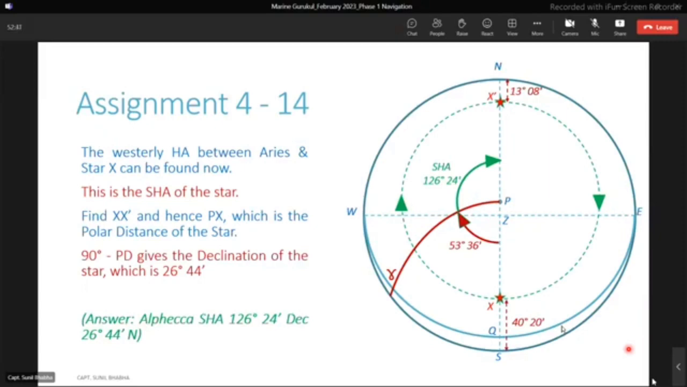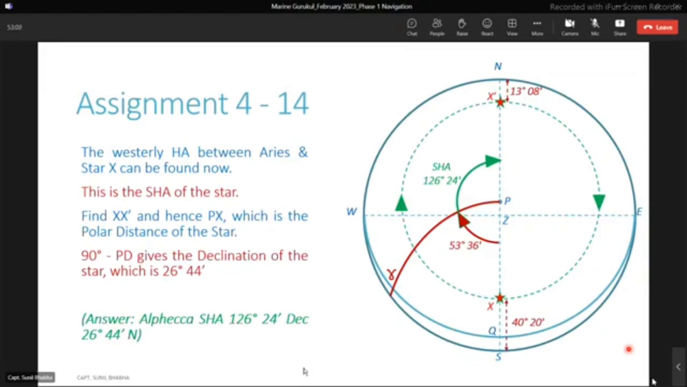Got the value, beta? Okay, yes, sir. By mistake, I subtracted from 180. Okay, no issues. So you got the answer now, right? Then divide by 2. That's right. That will give you the polar distance. 90 minus polar distance gives you the declination.